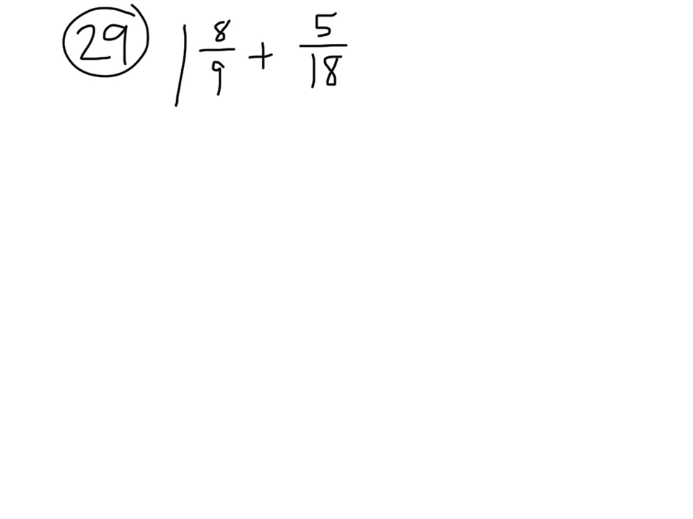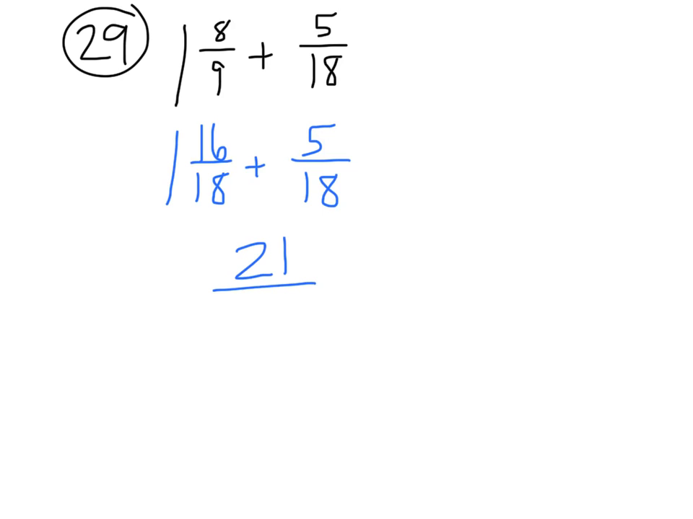Number 29, 1 and 8/9 plus 5/18. Rule 1, get common denominators. My common denominator is 18. This one is already out of 18. This one was times 2. Add my numerators, 21 over 18.